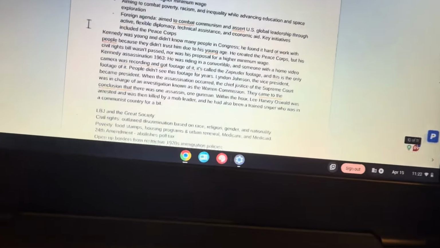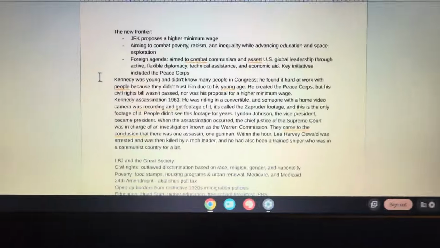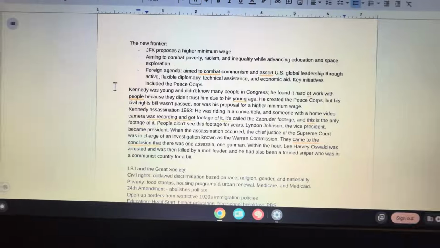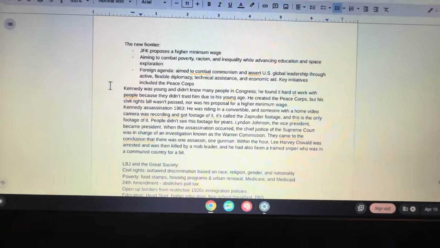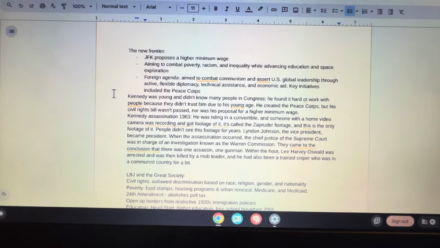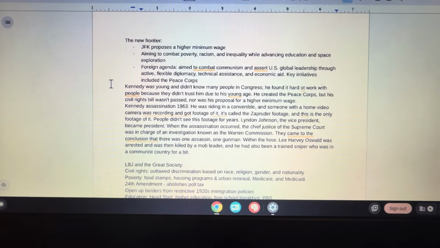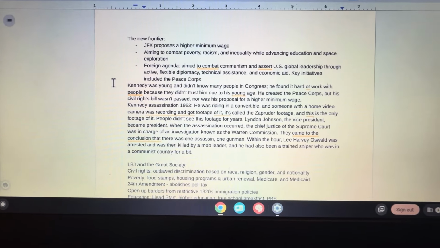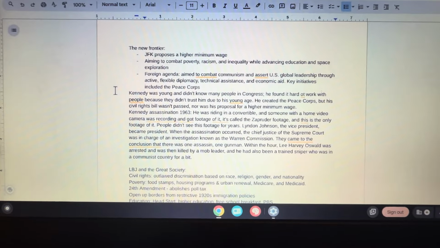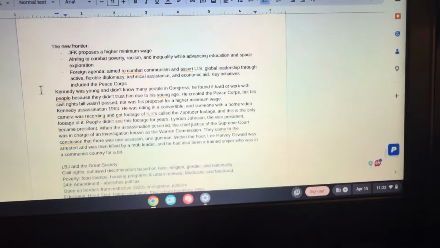The New Frontier. JFK proposes a higher minimum wage. Also, did you know that the federal minimum wage is $7.50? That's insane. And not to mention that a lot of the states that have that as their minimum wage are conservative. Liberal states tend to have the state minimum wage set higher.